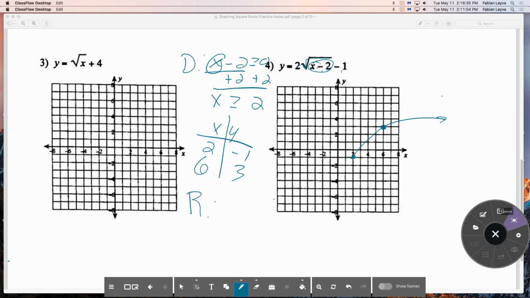Don't forget your range, though. I like to look at my table because it just makes it a little bit easier, right? What is the first y that shows up? Negative 1. You know that that's where they're going to start, and it needs to be greater than or equal to that because, again, your graphs exist above. You can see that the y values would get bigger and bigger as you plug in bigger values.